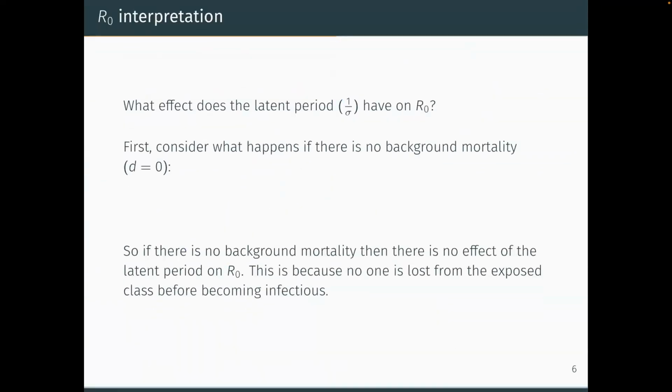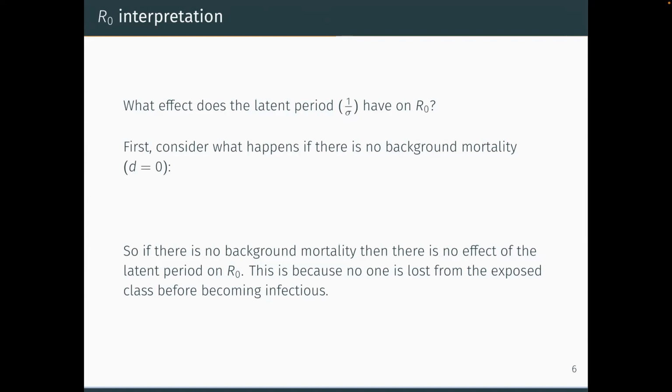Okay, let's think a little bit about interpretation then. So what effect does the latent period have? This is 1 over sigma, how long on average individuals spend in the exposed class. What effect does that have on R naught?